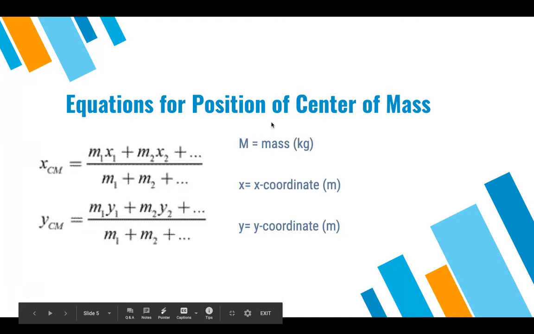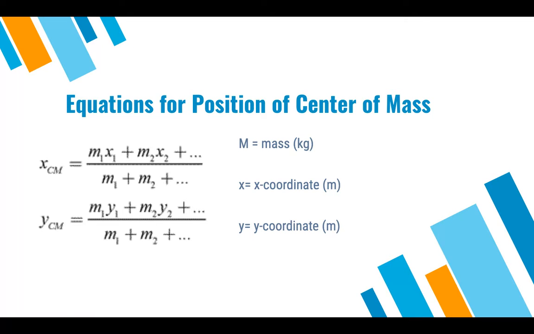Okay, so equations for position of center of mass. If we are only on the x-axis, if all of our mass is concentrated along an x-axis or a thin rod, for example, we would take the x-coordinate of where the mass is located, and we multiply it by the mass located at that position. We would sum the masses times the x-coordinates and divide by the total mass of the system.